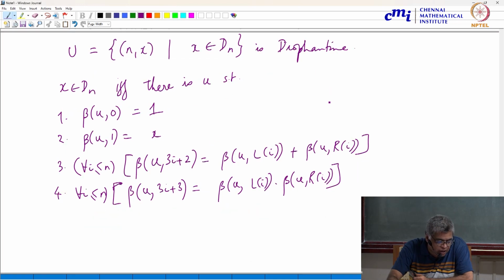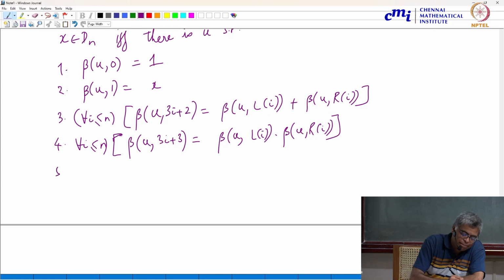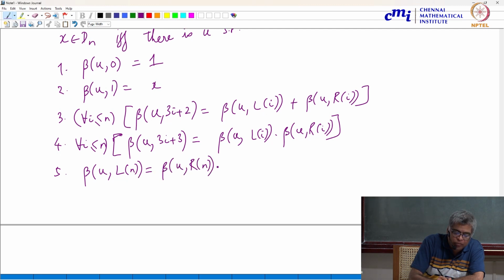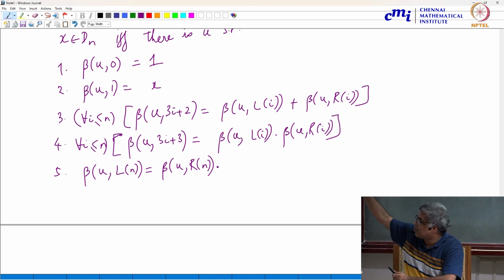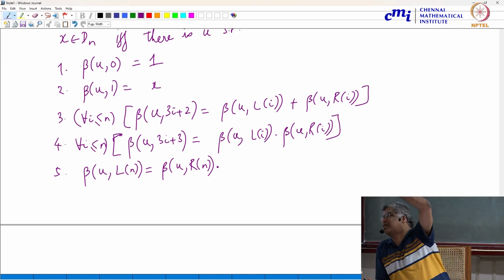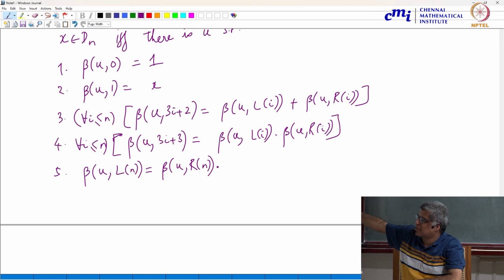Finally, you have to say that the polynomial on the left hand side evaluated should be equal to the polynomial on the right hand side, because remember that your Dn is the set of all x naught such that you can find some values such that p ln is equal to p rn. So that is what you are expressing here.